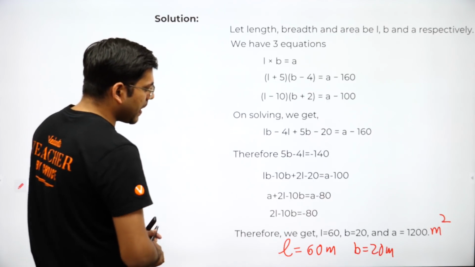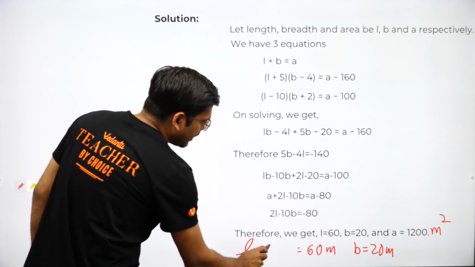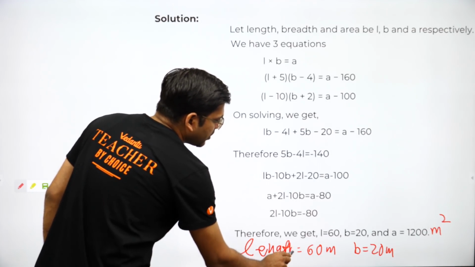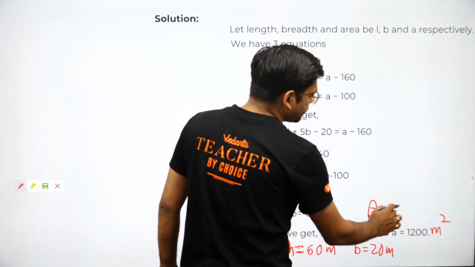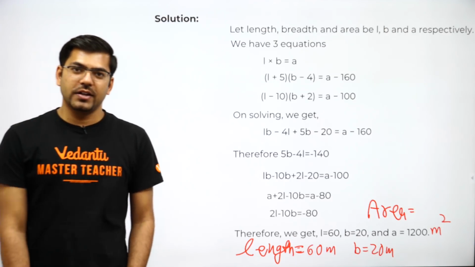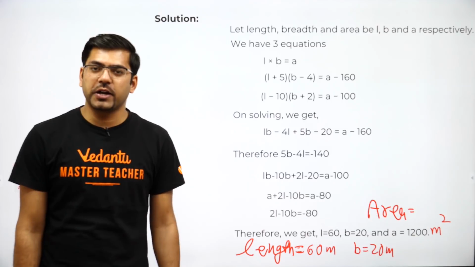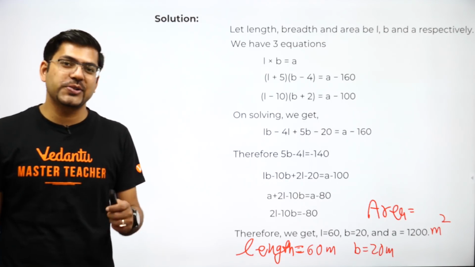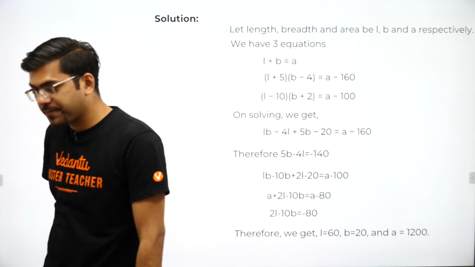Or even better, if you write here length is equal to 60 meter, breadth is equal to 20 meter, and here area. This would be the best practice. If you can do that, that would be really awesome. So I guess you would have understood my point and you would have understood this question also. So come on, let's move on to our next question.